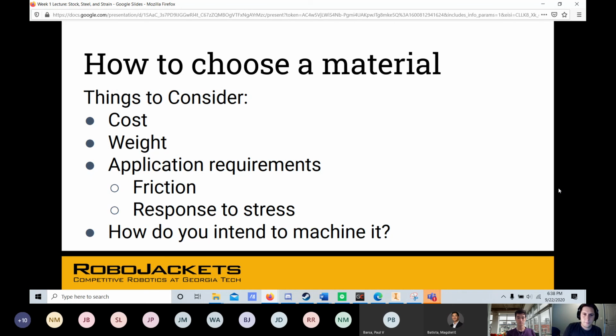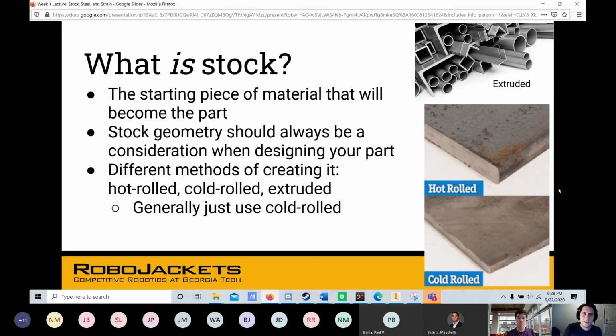All right. So what exactly is stock? I mentioned sheet metal before, but essentially it's the starting piece of material that you're going to use to actually become the part, right? You're not just going to create a shaft out of nowhere. You're probably going to have to use a piece of round stock and then cut some, what's it called? Do whatever you want with the stock. You can add threads to it and whatever, but you're going to have to start with some material itself.